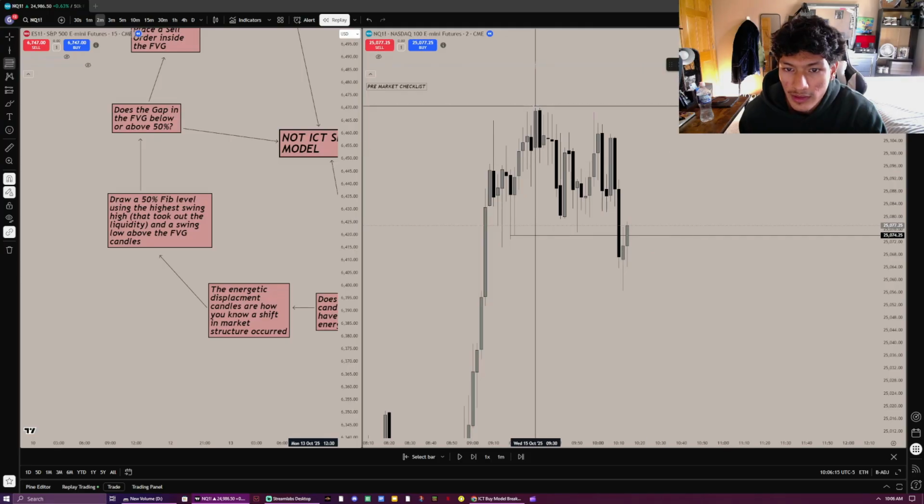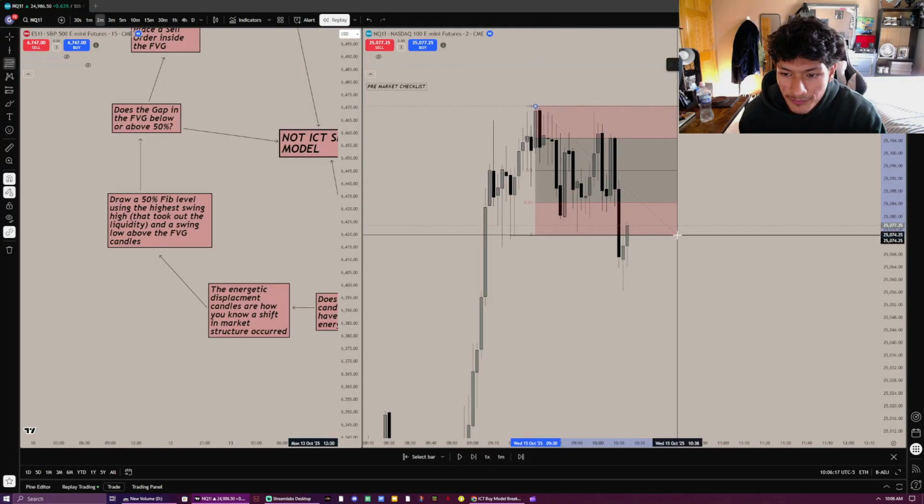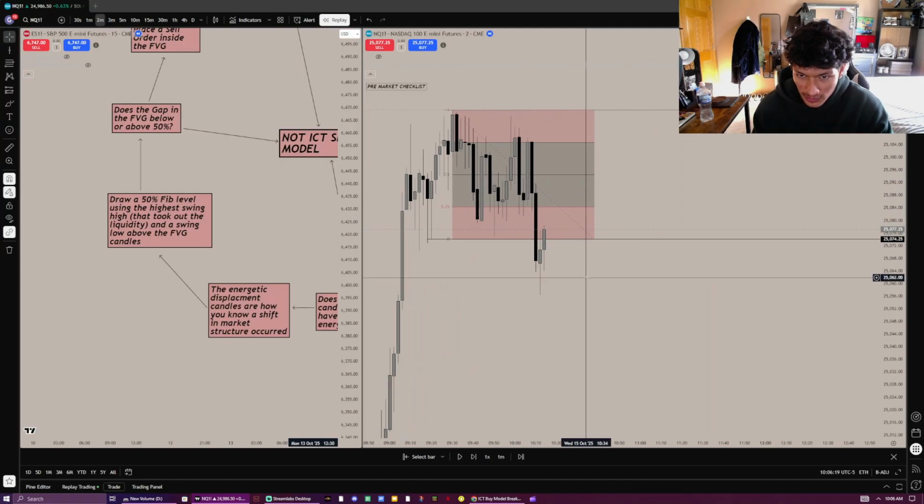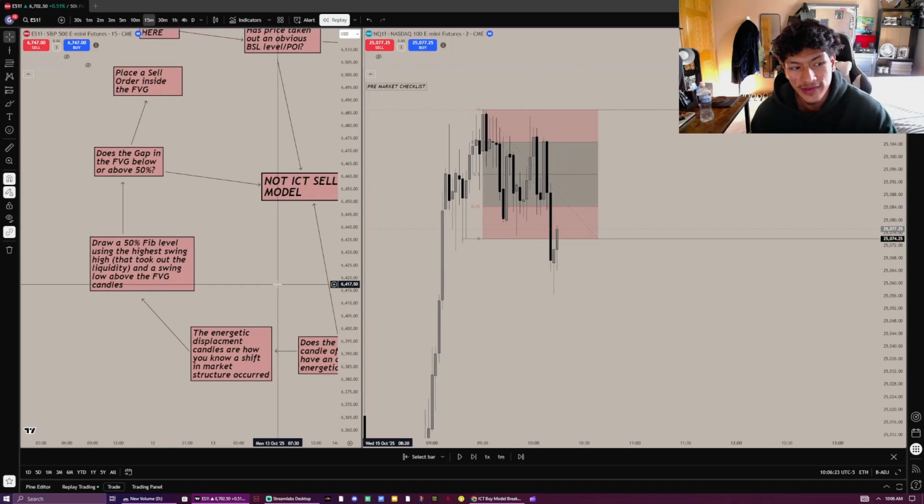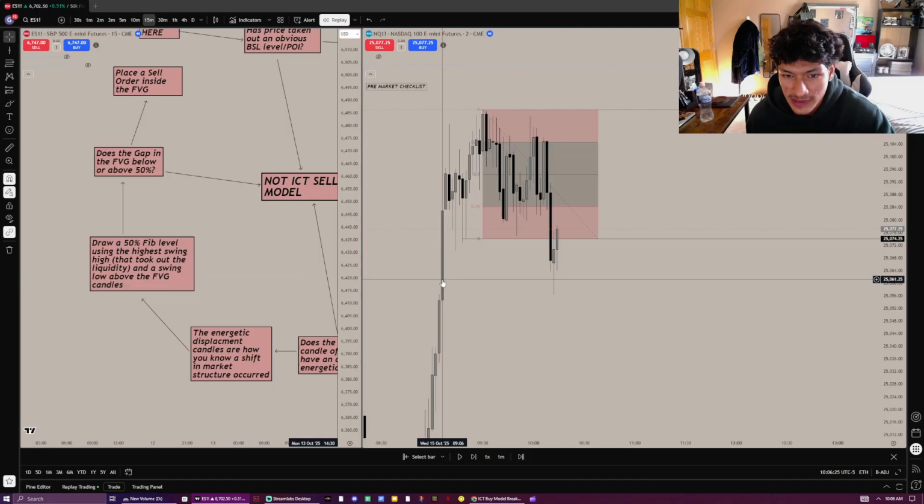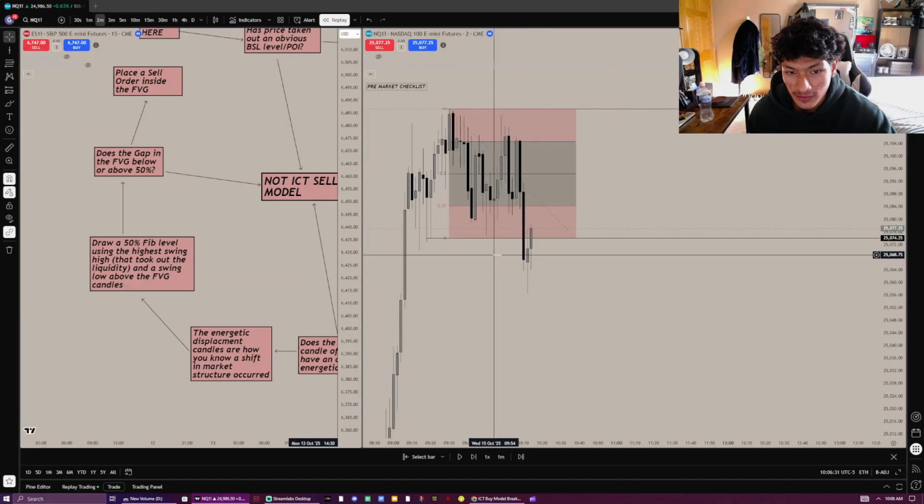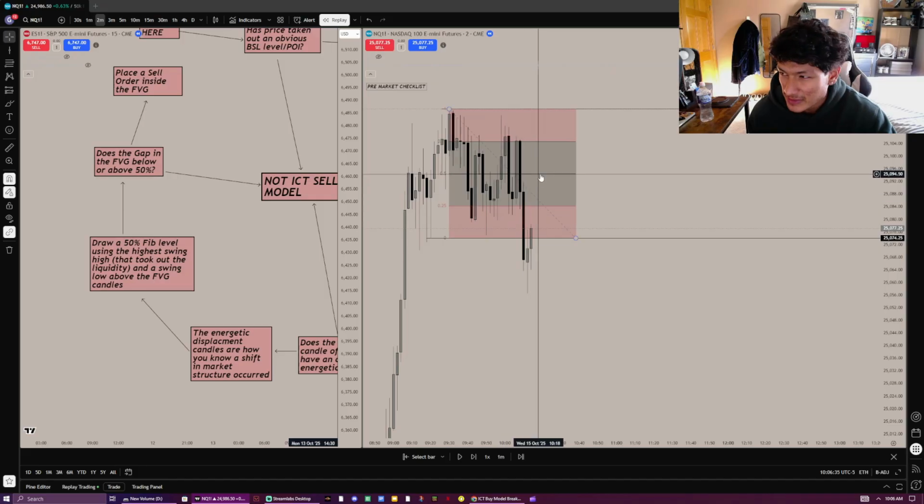Wait, what did I do? All right, so we do what we did before. Cool. Does the gap in the fair value gap go below or above 50%? Well, in this case, the gap is below the 50% level. It sits very nicely below it, right? It's not right on the 50%. It's right below the 50% level.